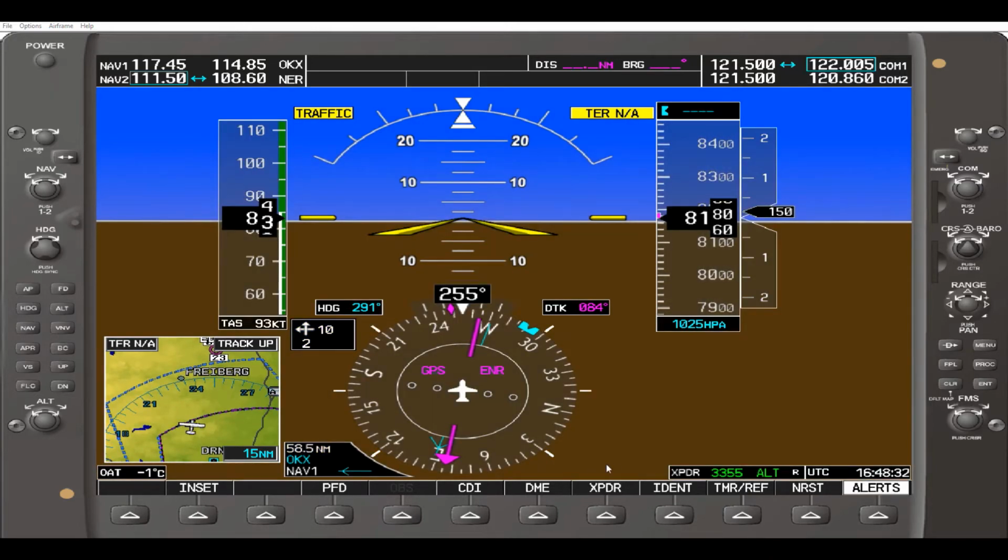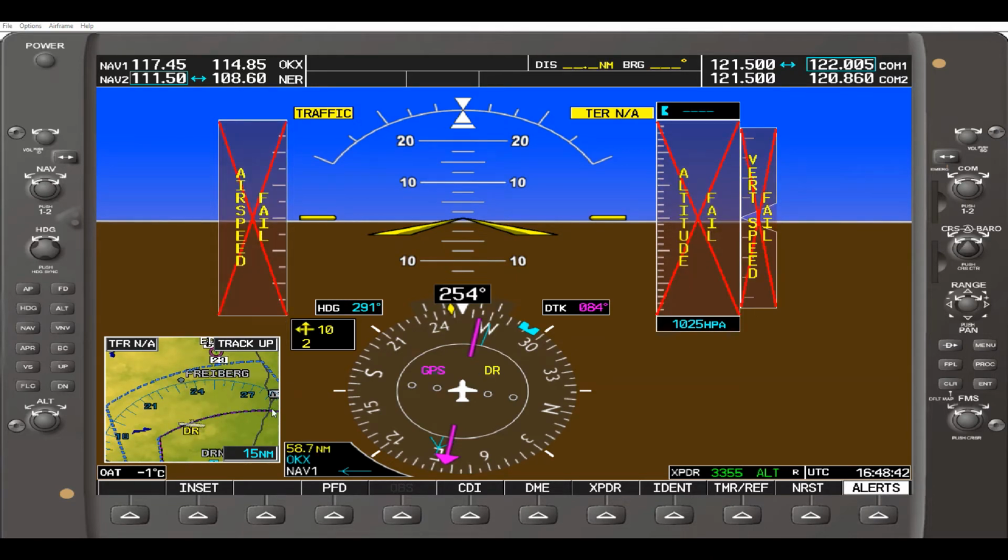If we have the failure of the air data system, that means the system that feeds us our altitude, airspeed, and so on, it will look something like this. So we have airspeed failure, altitude failure, vertical speed failure, and also outside air temperature failure.